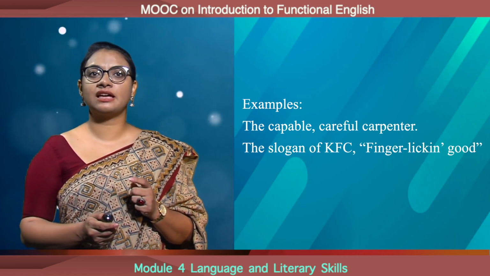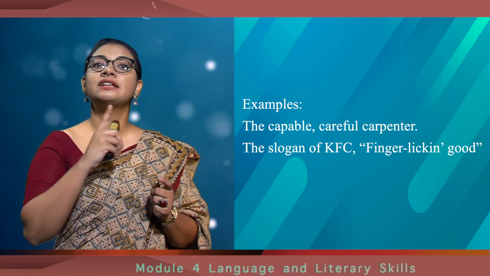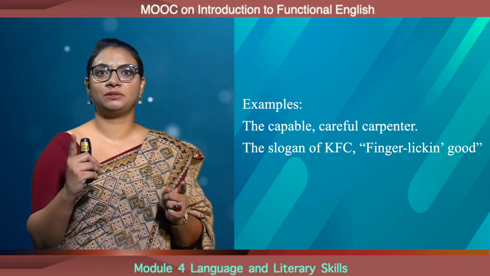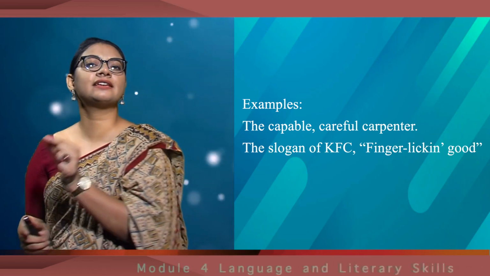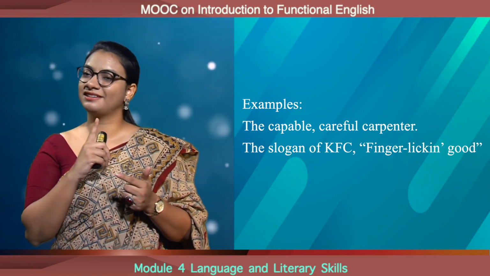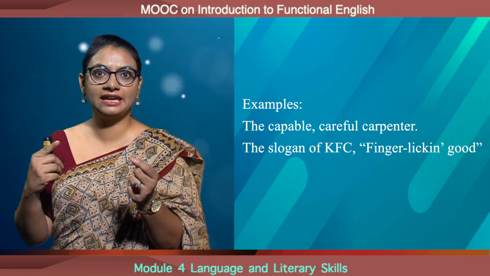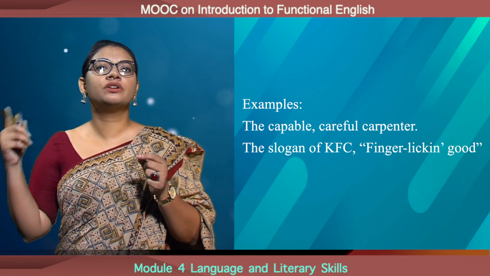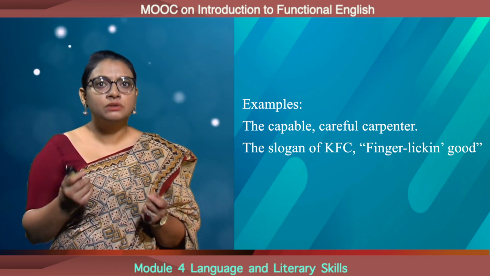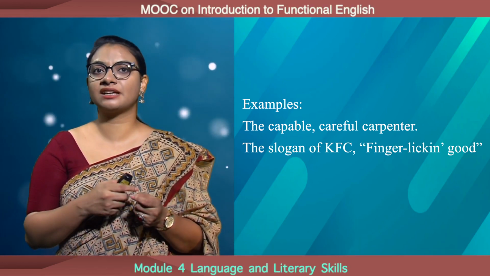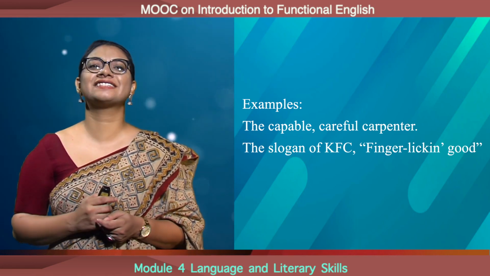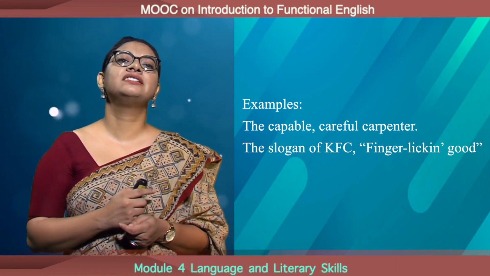An example of this I would like to give is: the capable, careful carpenter. So the C's in the sentence are getting repeated, the K in care and the car. So you see, the capable, careful carpenter. This repetition of the CA at the beginning of the 3 words that we have in the sentence makes it a perfect example of alliteration. To be more relevant, I would like to give you the slogan of KFC, finger licking good. So this is another alliteration that you find in daily life.